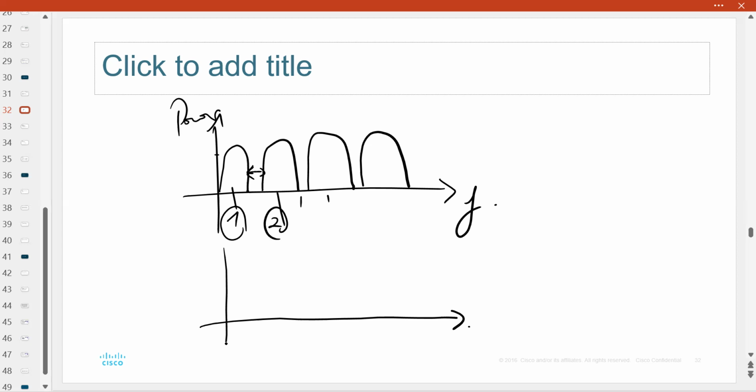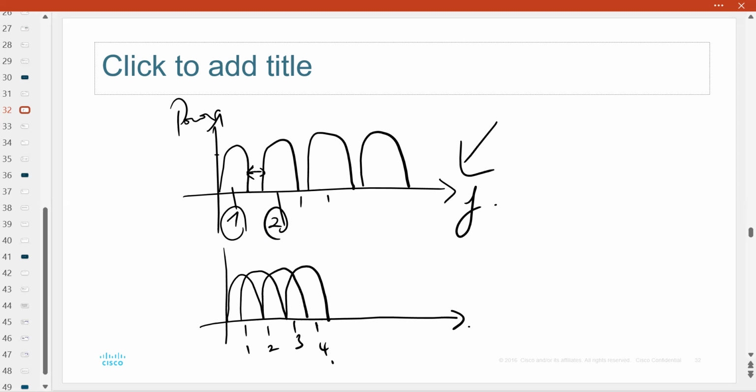With OFDM, we have an overlap. So we can have 1, 2, 3, 4 channels, the same channels that we have here. The 4 channels are overlapping. The reason why they are allowed to overlap is because they are orthogonal. They won't interfere with each other.